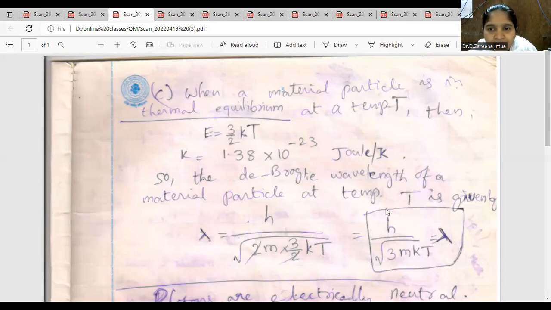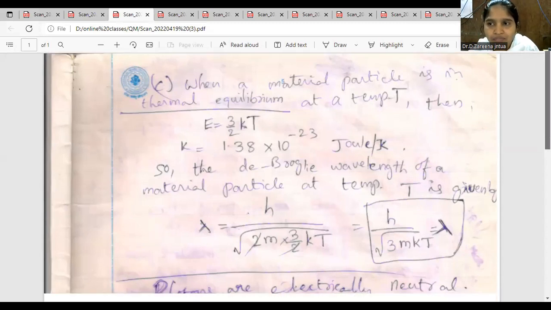So the de Broglie wavelength of a material particle at temperature T is given by lambda equal to h by square root of 2mE. Here, instead of E, you write 3 by 2 kT. Then what you get is h by square root of 3mkT, which is equal to lambda.